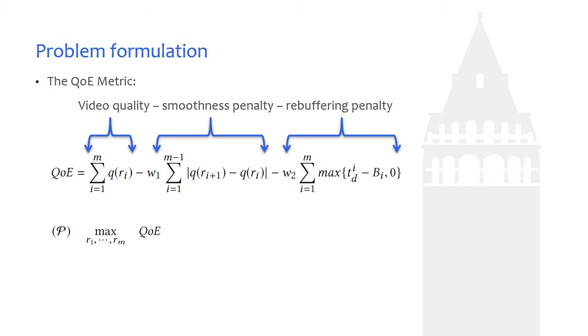The QoE metric of a user can be defined as video quality minus smoothness penalty minus rebuffering penalty. As shown in this equation, the first term denotes the sum of video quality perceived by a user for all m chunks. The second term is the smoothness penalty associated with the quality variance of video chunks. And the last term is the rebuffering penalty. Our goal is to maximize users' QoE through making bitrate selection for each video chunk. As the problem is NP-hard, we propose Vibra to find a near optimal solution.